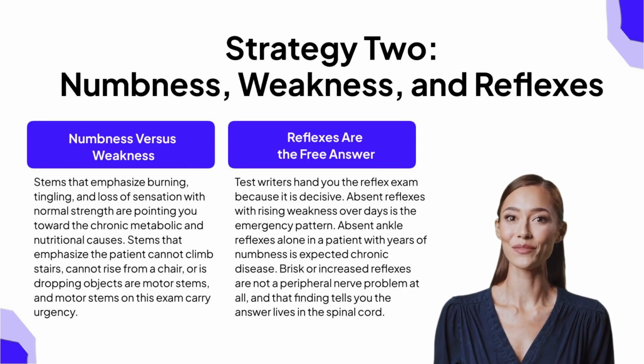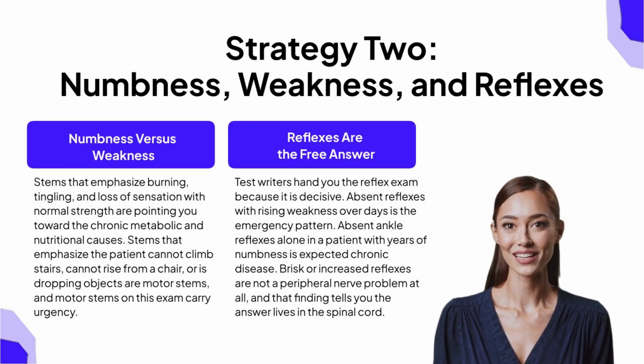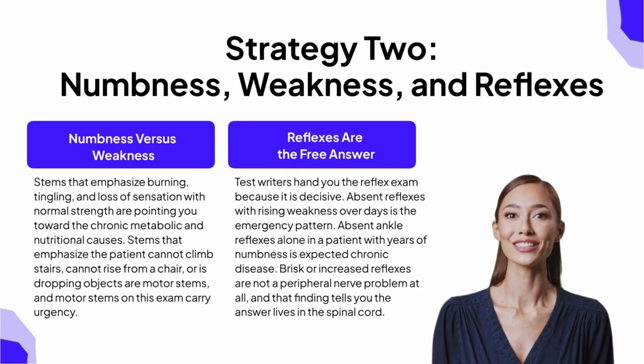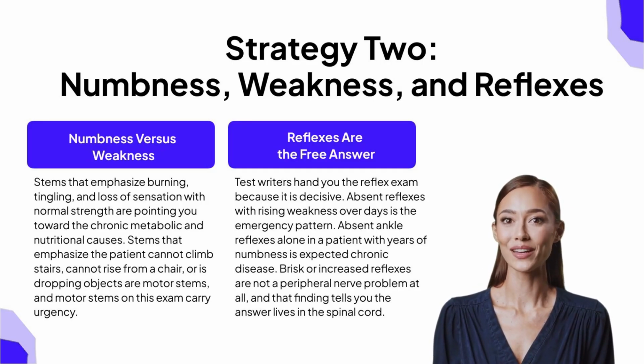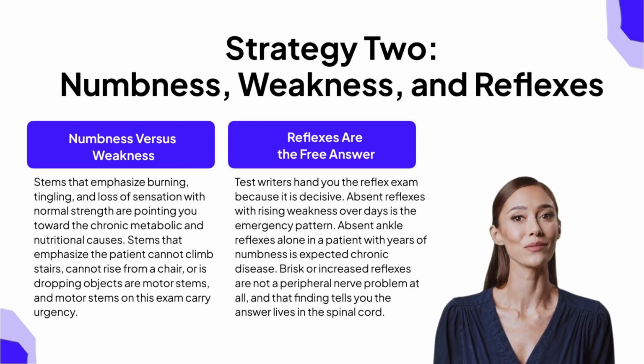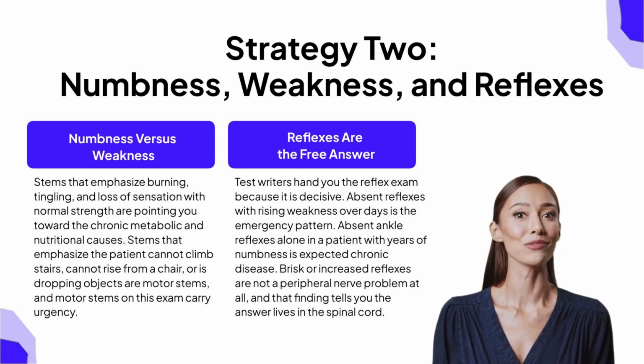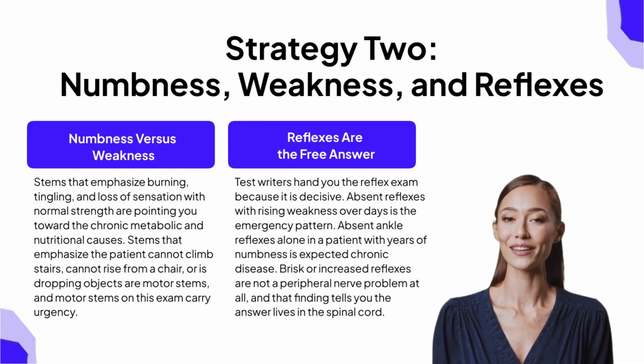Strategy 2 is to separate numbness from weakness, then read the reflexes. When a stem leans on burning, tingling, and loss of sensation while telling you strength is normal, it is pointing you toward the chronic metabolic and nutritional causes. When a stem leans on cannot climb stairs, cannot rise from a chair, or dropping objects, that is a motor stem, and motor stems carry urgency.